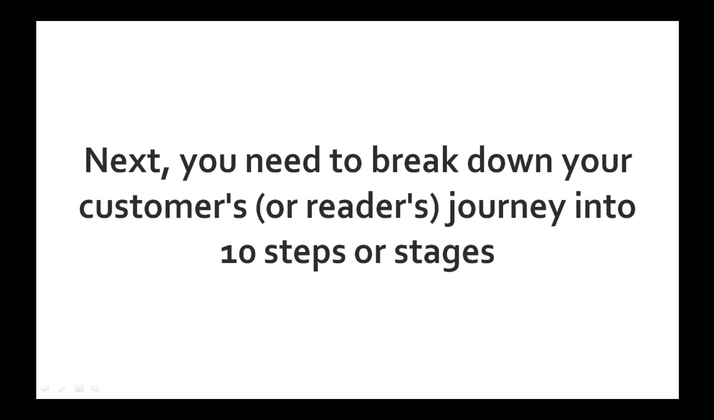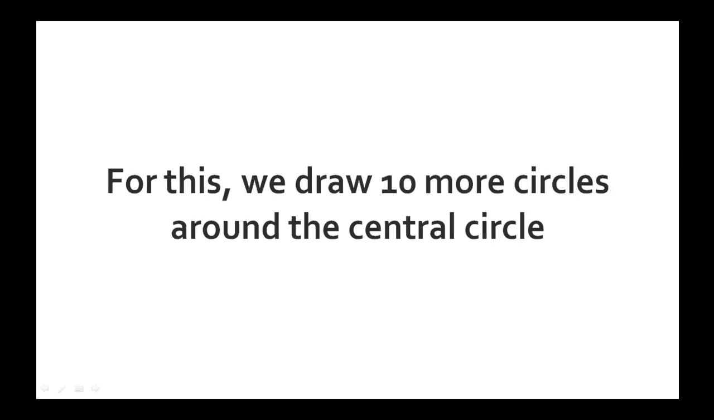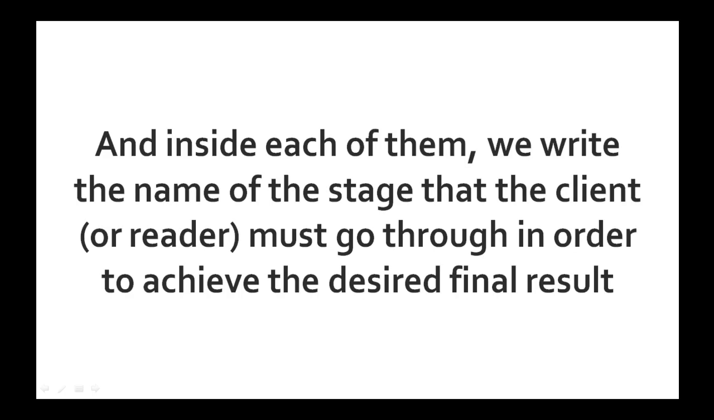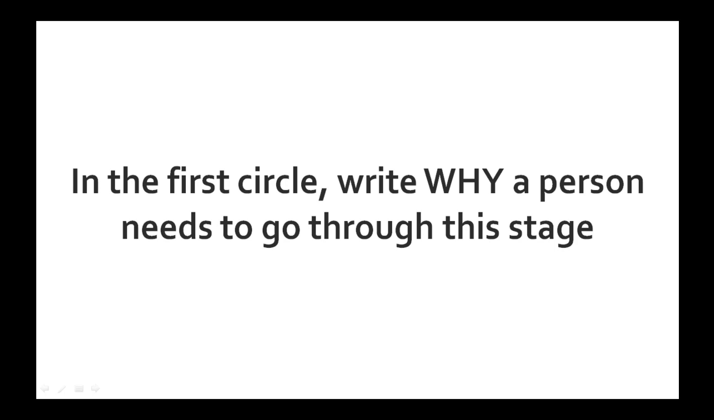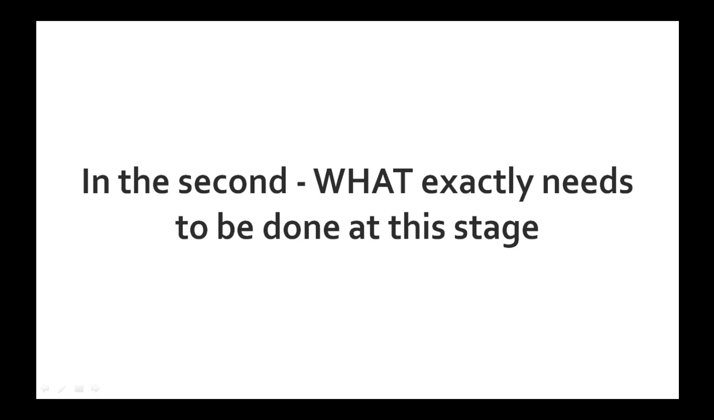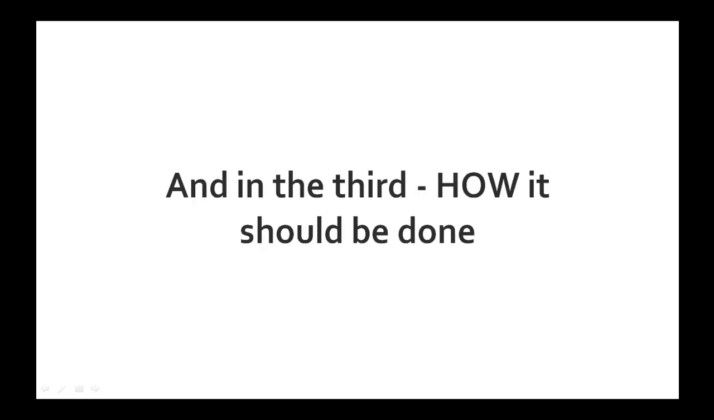Next, you need to break down your customer's or reader's journey into 10 steps or stages. For this we draw 10 more circles around the central circle, and inside each of them we write the name of the stage that the client or reader must go through in order to achieve the desired final result. In addition, 3 more small circles should be drawn around each stage. In the first circle, write why a person needs to go through this stage, in the second, what exactly needs to be done at this stage, and in the third, how it should be done.